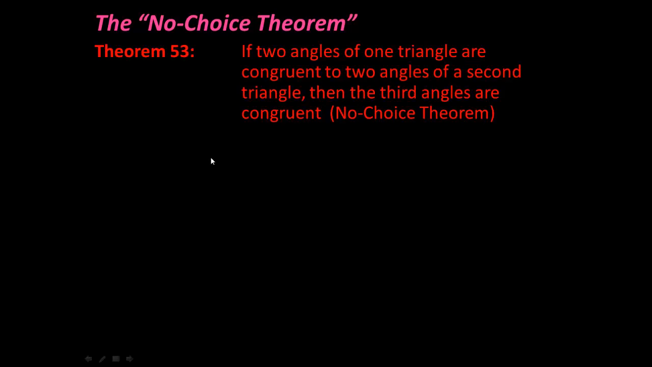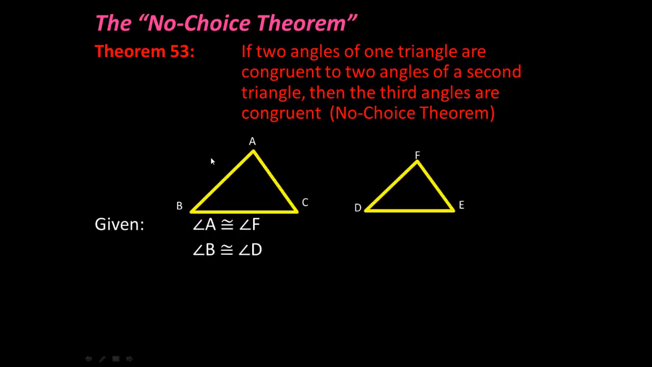This is Theorem 53, and it says if two angles of one triangle are congruent to two angles of a second triangle, then the third angles are congruent. You can shorten this by saying the no-choice theorem. So let's say we're given that angle A is congruent to angle F, angle B is congruent to angle D. We know that triangles can only add up to 180 degrees.